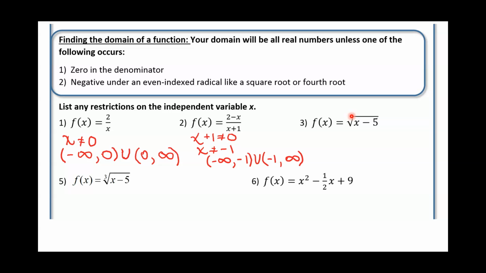So we're going to take what's under the radical and we're going to set it greater than or equal to 0. So again, what's underneath that radical can't be negative. It can be positive or 0. And so that's what we're going to say. What's under the radical has to be greater than or equal to 0. So if we solve that inequality, we'll add 5 to both sides, and we'll get x is greater than or equal to 5.